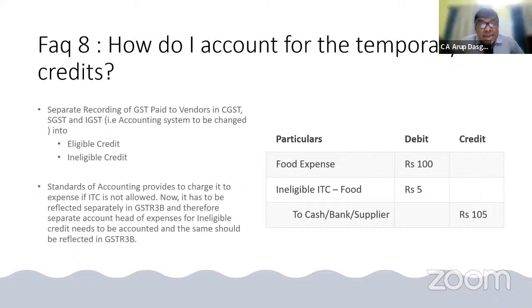But for ineligible credit under 17.5, normally what is the accounting entry that we pass? We pass expense account debit to cash, bank or supplier. As on date, that is the entry we pass. But going forward, what we need to do is food expense को debit करना पड़ेगा, ineligible ITC को debit करना पड़ेगा, cash, bank और supplier को credit करना पड़ेगा. And whenever you are reversing this particular credit, इसको हमें क्या करना पड़ेगा? We will reverse, we will debit food expense again by 5 rupees, and we will credit the ineligible ITC by 5 rupees.